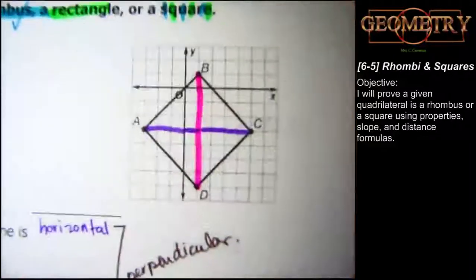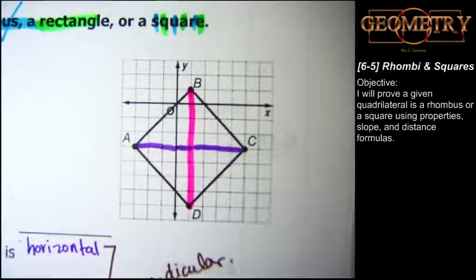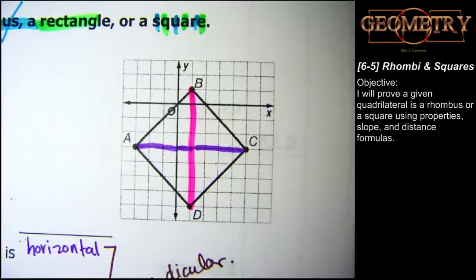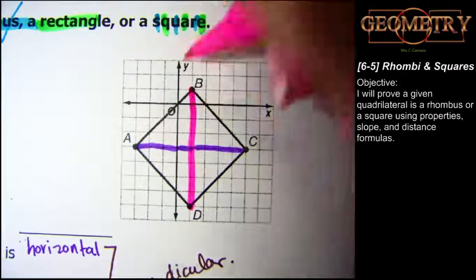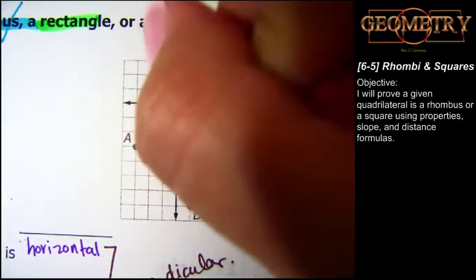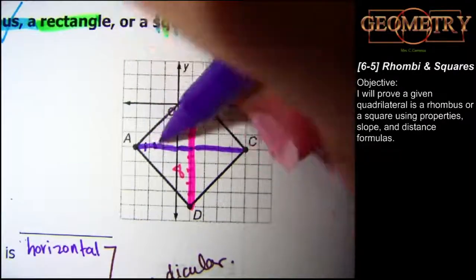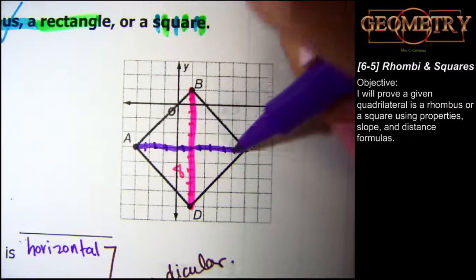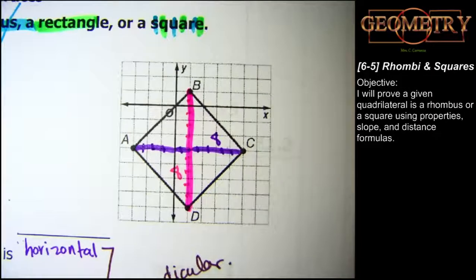Notice how these things are horizontal and vertical lines, which means they're on the grid lines. This means I don't have to run the distance formula. I could if I wanted to, and I need to if they're not on the grid lines, but since these are, I can just count. 1, 2, 3, 4, 5, 6, 7, 8. And 1, 2, 3, 4, 5, 6, 7, 8. It's a rectangle.